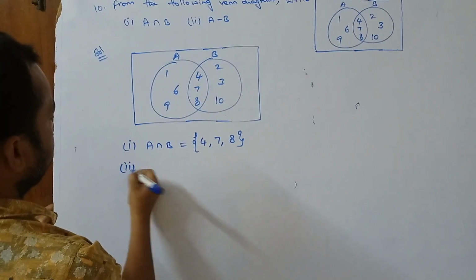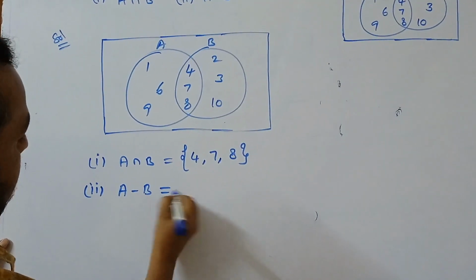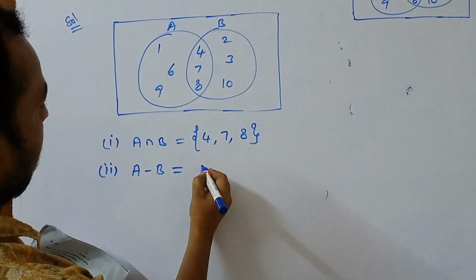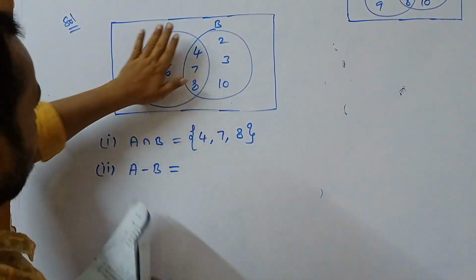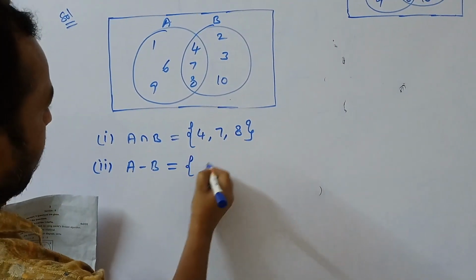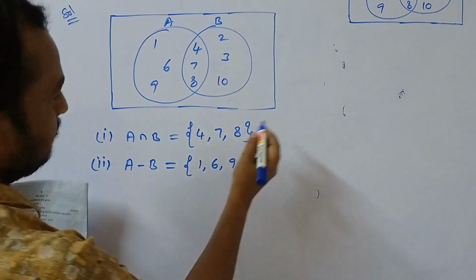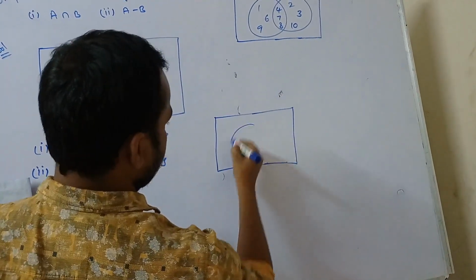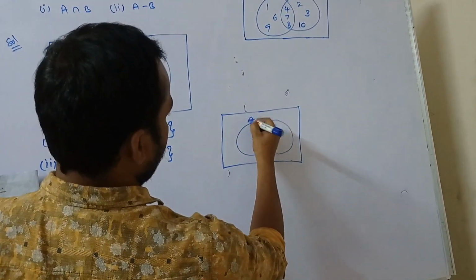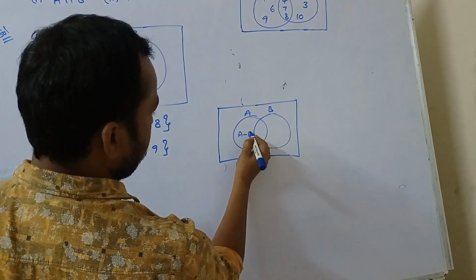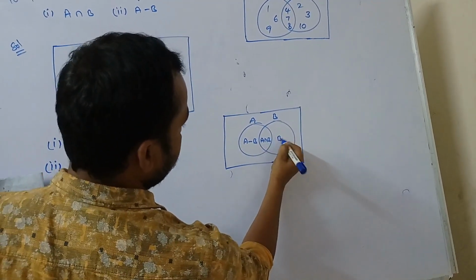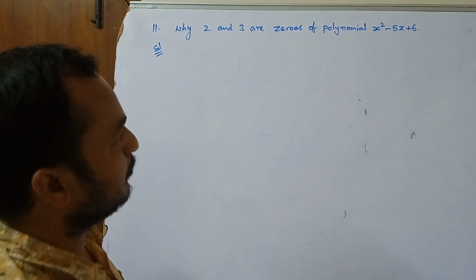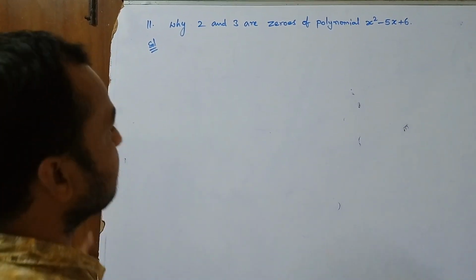Next, the second one, A minus B. Here first we need to write A, this is A, right? This is B. Directly we can write this part is A minus B: 1, 6, 9. For reference, A, B, this part is A minus B, this part is A intersection B, this part is B minus A. That's it.